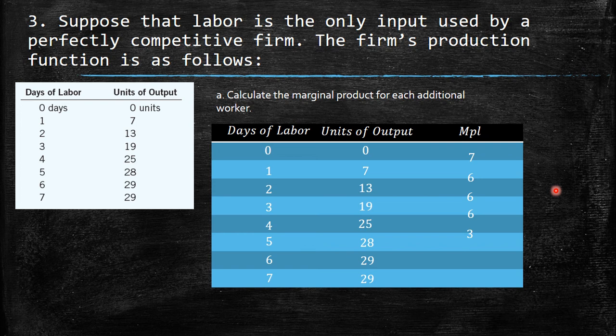And why? This is the law of diminishing production, right? The marginal labor. So here we have 1 and here we have 0.